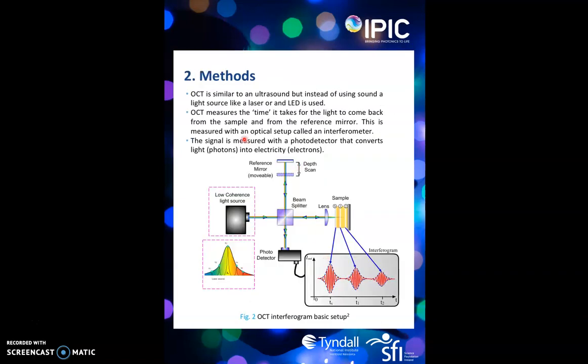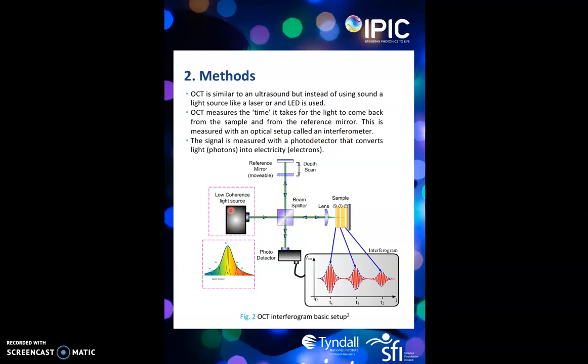So how does OCT work? Think about an ultrasound, but instead of using sound, we are using a light source like a laser or an LED. So the very basic explanation is that OCT measures the time that it takes for light to come back from a reference mirror and compared to the time it takes to come back from a sample. This is measured with an optical setup called an interferometer.